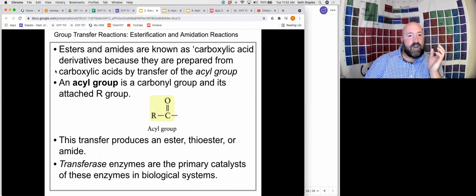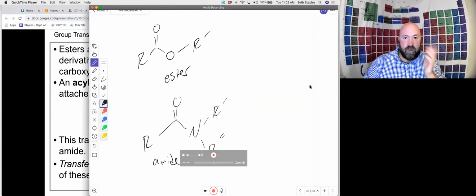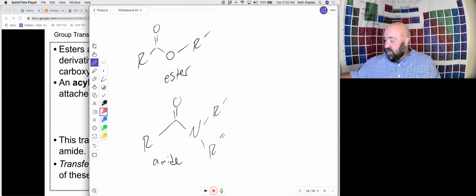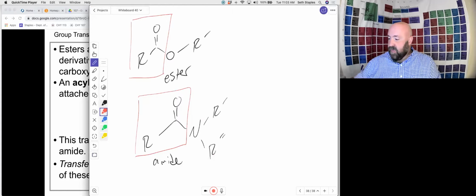Esters and amides are called carboxylic acid derivatives because they can be prepared from carboxylic acids by the transfer of what we call the acyl group. The acyl group is the carbonyl group, so the C double bond O, and whatever the attached R group is. And so in our examples here, the acyl groups, which will eventually be transferred, are those portions right here.